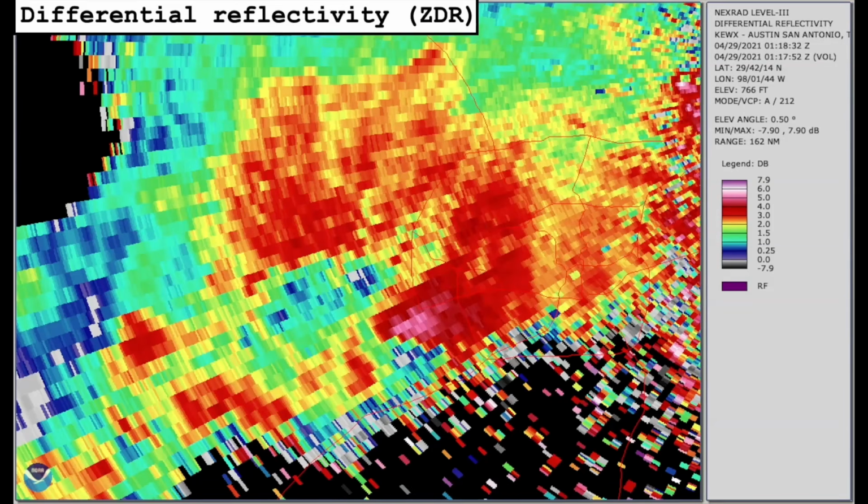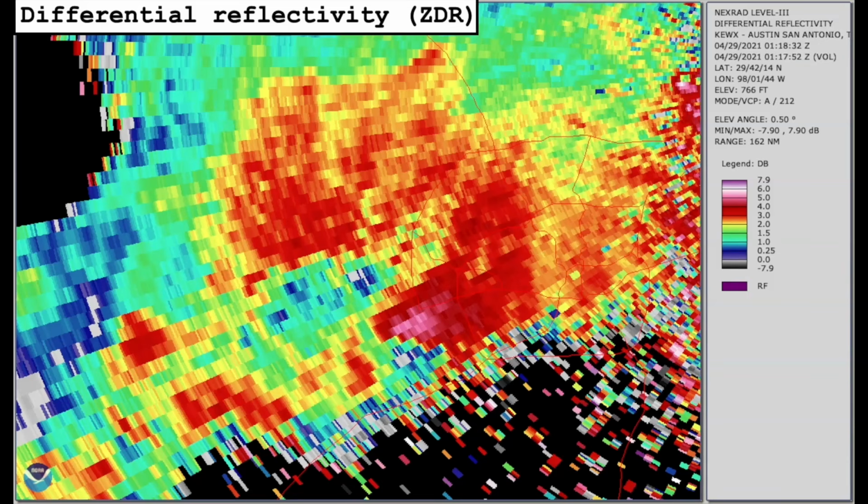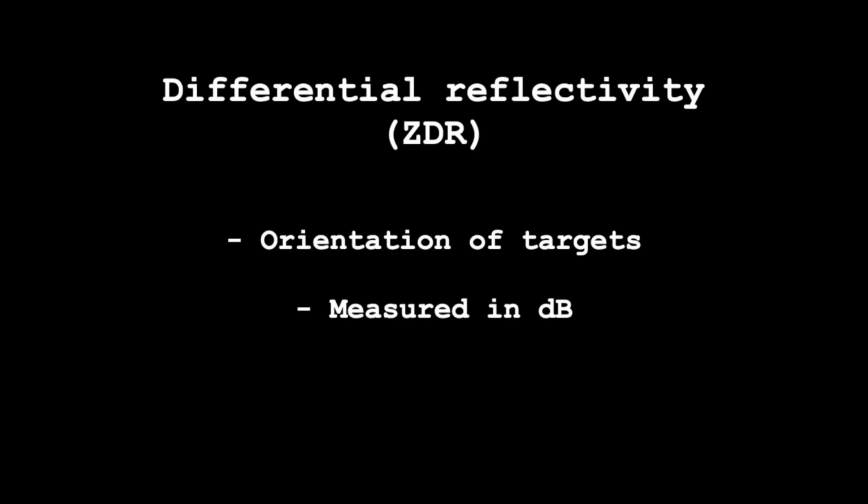The next dual polarization product of note is differential reflectivity, or ZDR, which is essentially the ratio of the backscattered energy in the horizontal plane to the backscattered energy in the vertical plane. After a bit of mathematical cleanup, we get a range of possible ZDR values between positive and negative 7.9 decibels. Differential reflectivity gives us valuable insight into the orientation of targets being sampled.